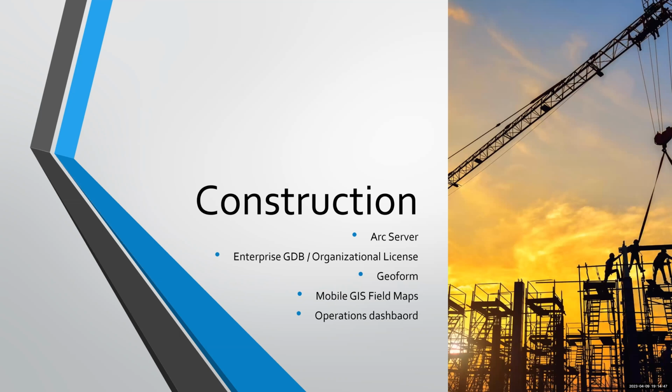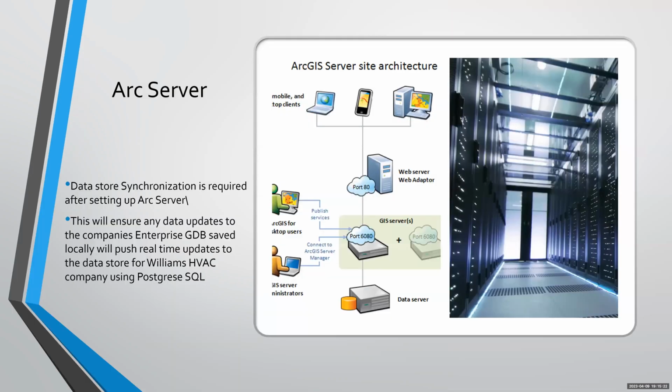So we talked about the design phase. We're going to go into the construction phase now. So here's where we actually start building some of these things to make this GIS implementation program happen. We're going to have to set up the license for ArcGIS Enterprise for the company, build out the new geodatabase, launch Arc server and install it. We'll set up that data store, then build out that geoform, the mobile GIS application Field Maps for the tablets, and then the actual operations dashboard, which will be using a web map and the data store that's on ArcGIS Enterprise Arc server.